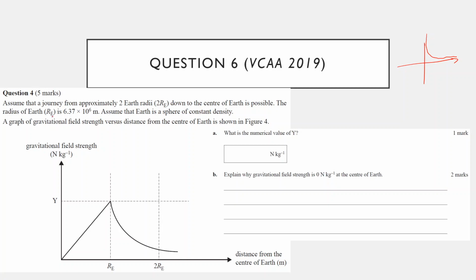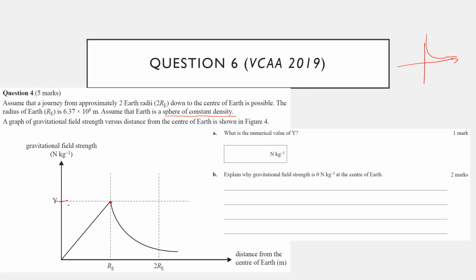The radius of Earth, RE, is 6.37 times 10 to the 6 meters. Assume that the Earth is a sphere of constant density. A graph of gravitational field strength versus distance from the center of Earth is shown in figure 4. Part A. What is the numerical value of y? So at this point here, what is that value?